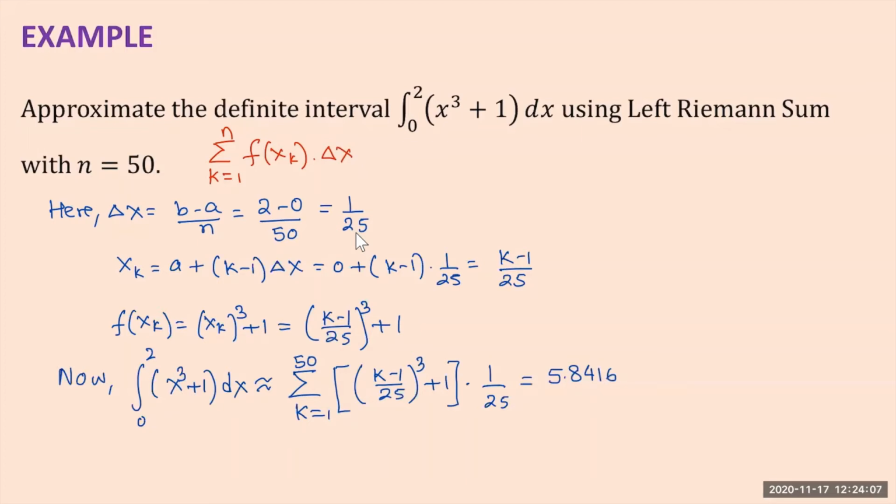So that is the approximate value of the definite integral from 0 through 2 of x cubed plus 1 dx. The exact value of this definite integral will be 6, and you'll learn how to evaluate that later on. But for now, using the left Riemann sum, the approximate value of this definite integral is 5.8416.